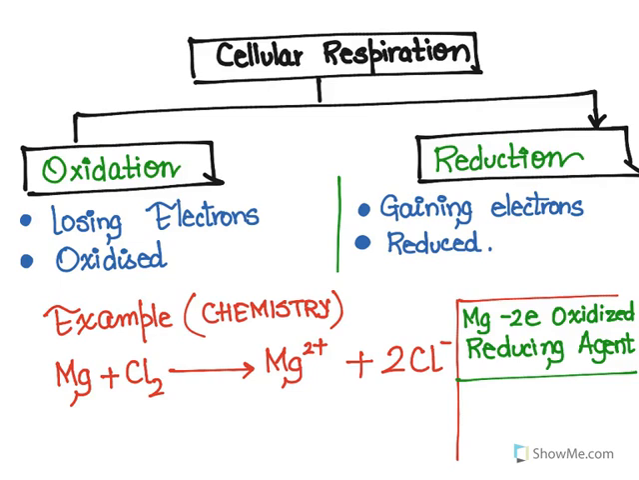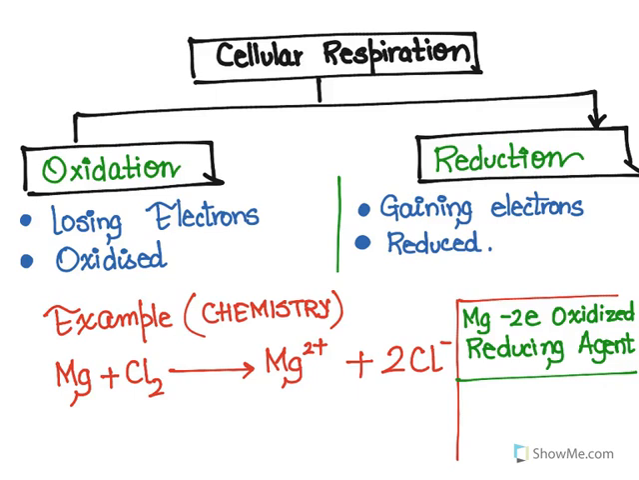All right, so on this page, we will take a look at cellular respiration and the basic two processes that are always happening side by side at times. They are oxidation and reduction. So oxidation, you must have done it in chemistry already. So it's the same thing in biology as well. Oxidation is losing electrons and the substance is oxidized. On the other hand, reduction is the opposite. You're gaining electrons, then the substance is reduced.